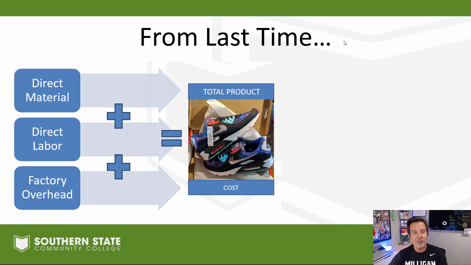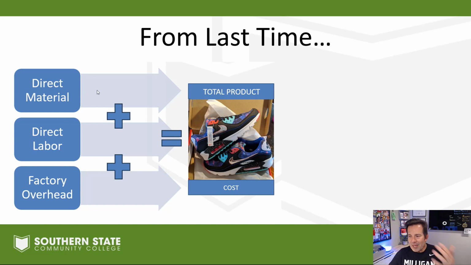Now, if you remember back to our last video, we talked about the idea of a total product cost or total manufacturing cost. We take our direct material, we add in our direct labor, and we add in factory overhead. We put all that together and we come up with the cost of our product. A very important thing to know if we're selling products and making products. We've got to make sure that we price them in a way to cover all the costs we have involved and also make a profit.